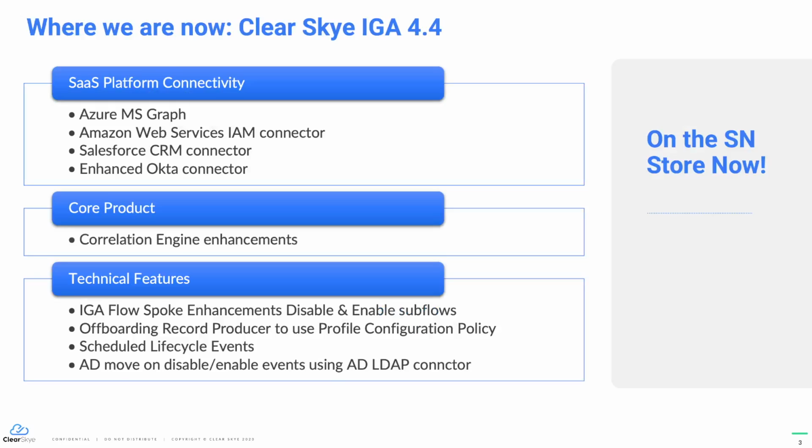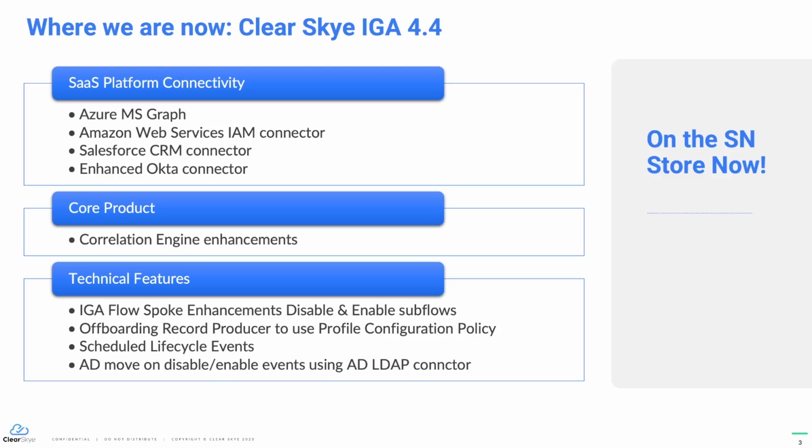One of the big rocks for the 4.4 release was the SaaS Platform Connectivity. The 4 connectors you see here are all SaaS-based connectivity examples. Azure, Amazon and Salesforce are new connectors, whilst the existing Okta connector has been enhanced. ServiceNow is an application platform as a service. It doesn't exist in a silo, and given the almost universal adoption of other SaaS platforms such as Azure, Amazon and Salesforce, it's essential that Clear Skye needs to play well with these platforms, and the IGA 4.4 release brings this out of the box to our customers.